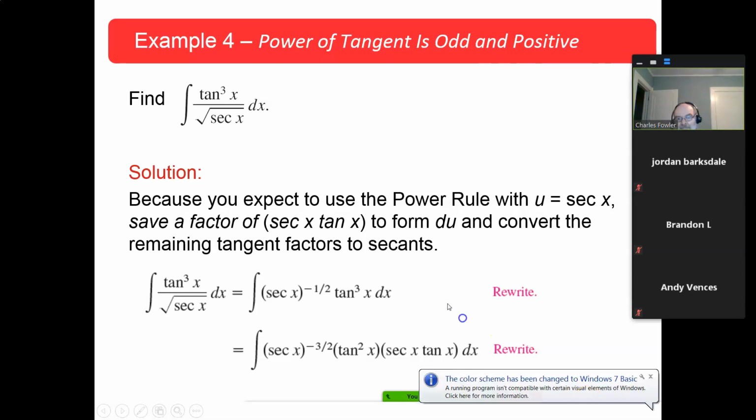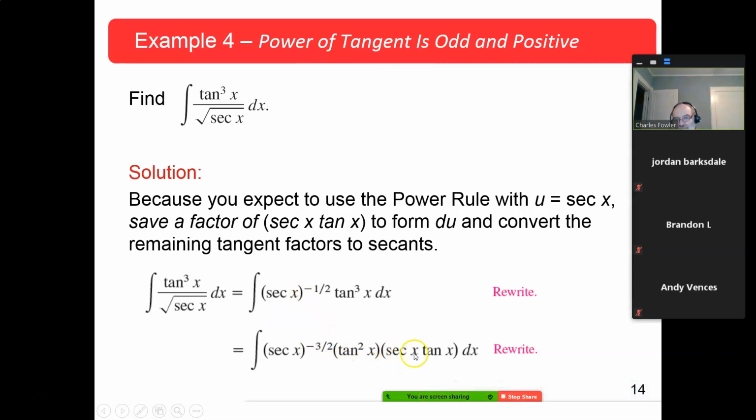Okay. So, yeah, when we pulled this out, this is what we got. This is secant to the minus 3/2 because we pulled a secant out of that, pulled a tangent out of that, leaving you a tangent squared. So you see you reduced this by a factor of 2/2. So that became minus 3/2. Reduce that by a factor of 1, which is 2/2, and that would be tangent squared. And then you have this.